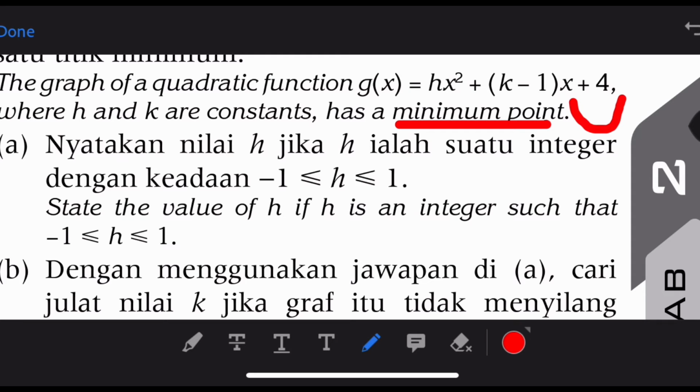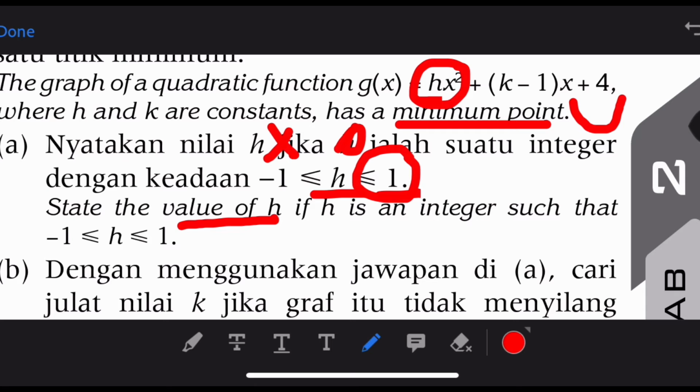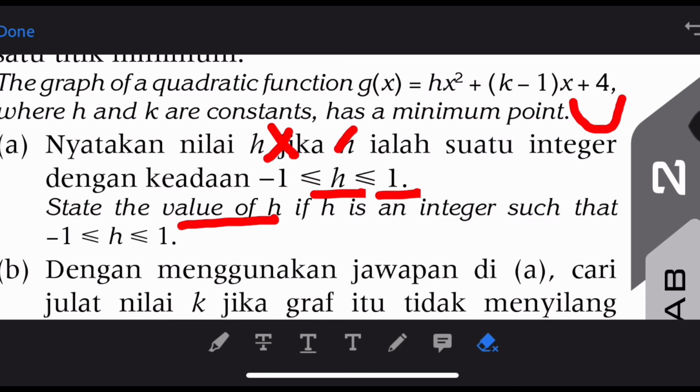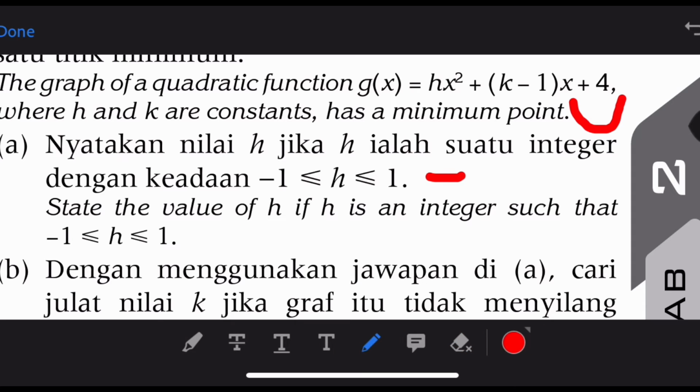Okay, now the question says state the value of h. The h is the coefficient of x squared, so it should be positive, right? So h is between negative 1 and 1, inclusive of negative 1 and 1, so of course we don't choose negative. 0 is impossible, so we'll choose 1, right? If you choose 0, it won't form a quadratic equation, you get a linear equation. So basically you have negative 1, 0 and 1 because it's integer. So h obviously should be 1.